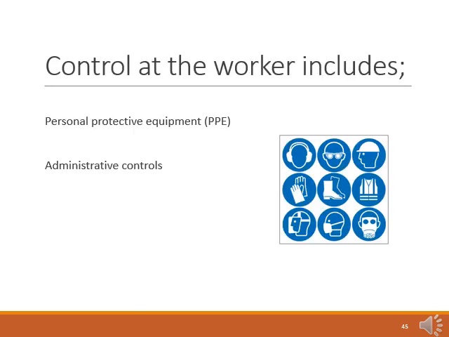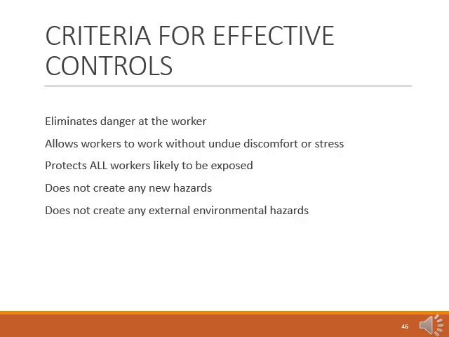If we are looking at controlling the hazard at the worker, this includes personal protective equipment, or PPE, and administrative controls such as safe work practices or procedures. The following slide is the criteria for effective controls. If we have controlled the hazard properly, it will eliminate the danger at the worker. It will allow workers to work without undue discomfort or stress. It protects all workers likely to be exposed, does not create any new hazards, and does not create any external environmental hazards.